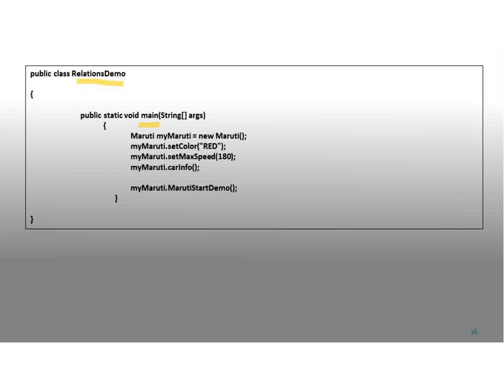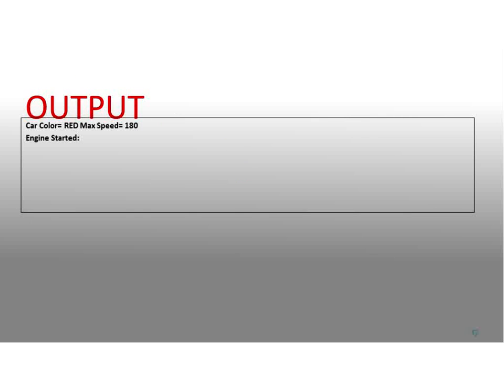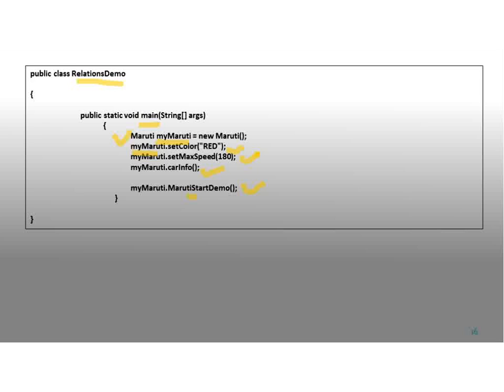Now we have another class called Engine, and again we have two methods inside it, that is the start and stop methods. Here we have our class RelationsDemo, inside which we have the main method. Again we have created the object of this child class, and by using this object we call these methods: setColor, setMaxSpeed, carInfo, and marutiStartDemo.